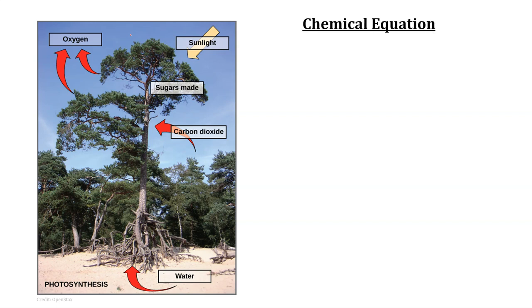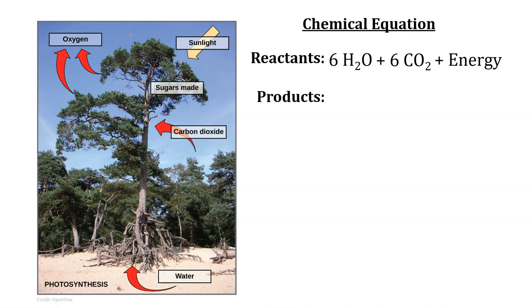Okay, a little bit about the chemical equation for photosynthesis. You could summarize it as the following. There's going to be a set of reactants. The reactants that are used are 6 molecules of water and 6 molecules of CO2. Add a little energy in the form of sunlight, and what you will end up with is 6 molecules of oxygen and a molecule of sugar. In particular, this is glucose.